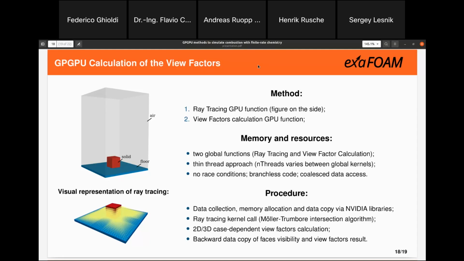The procedure is extremely simple. As I explained before, you collect the data and move the data to the GPU. You perform two operations. One is the ray tracing, by using the same intersection algorithm which is available in OpenFOAM. Then you perform the calculation of the view factors in parallel. So we're handling the rays in parallel for the ray tracing, and the calculation of the view factors in parallel for the second global function. Then we retrieve the information. This allows us to solve our problem, which is the calculation of the view factors, necessary for the heat transfer because of radiation.